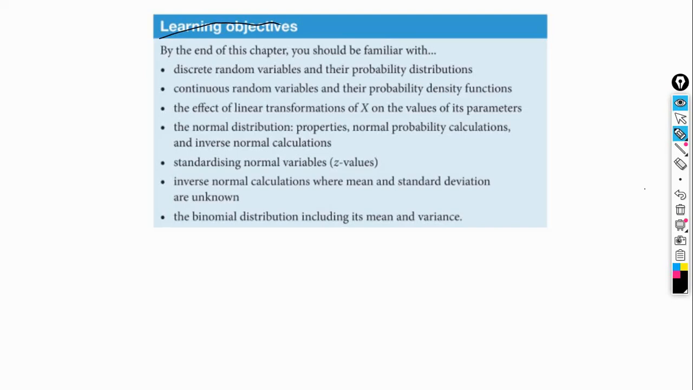By the end of the chapter you should be familiar with discrete random variables and their probability distributions, continuous random variables and their probability density functions, the effect of linear transformations of the random variable x on the value of its parameters, the normal distribution, properties, normal probability calculations, and inverse normal calculations, standardizing normal variables or z-values, inverse normal calculations where mean and standard deviation are unknown, and the binomial distribution, including its mean and variance.